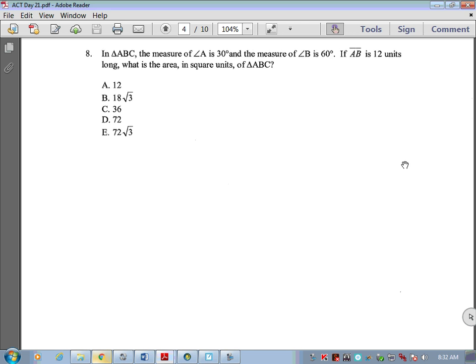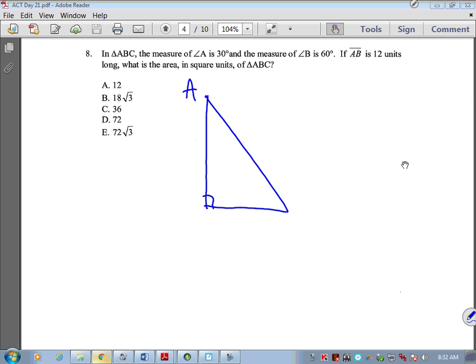Okay, 8. In triangle ABC, the measure of angle A is 30 degrees. The measure of angle B is 60 degrees. At this point, I want to draw it just to make sure I don't get anything wrong. A is 30, so I'm going to put A up there because that looks the most like my 30. B is my 60, which means C is right here. The reason I do that is because they start talking about AB, and if I'm not careful, I'm not going to know what they're talking about if I don't draw it.